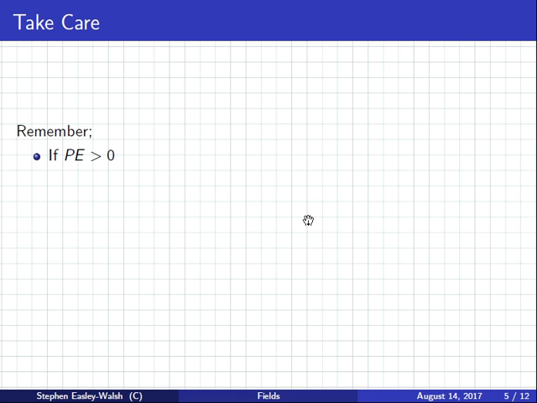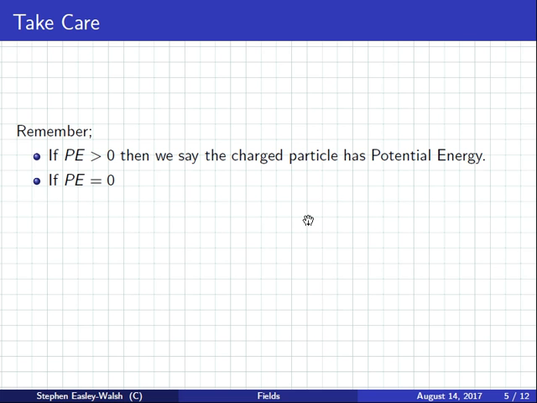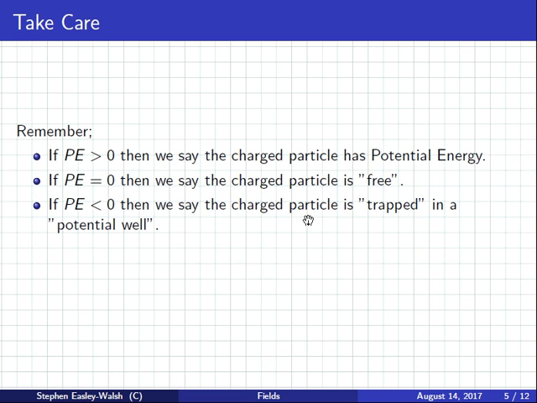Remember, if the potential energy is positive, what does that tell us about the particle? It's moving. It has energy. So we say the charged particle has potential energy. What does it mean if the potential energy is zero? It's a free particle. And negative potential energy tells us what about the particle? It's trapped. Then we say the particle is trapped in a potential well.